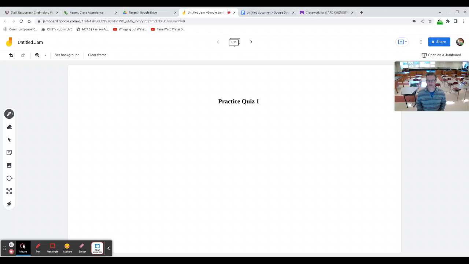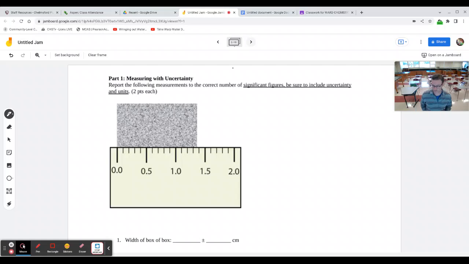So this is the answer key for the practice problems to help you study for our first quiz on measurement, significant figures, scientific notation, and the metric system and dimensional analysis. So our first couple of questions have to do with measurement and also in terms of uncertainty and significant figures.